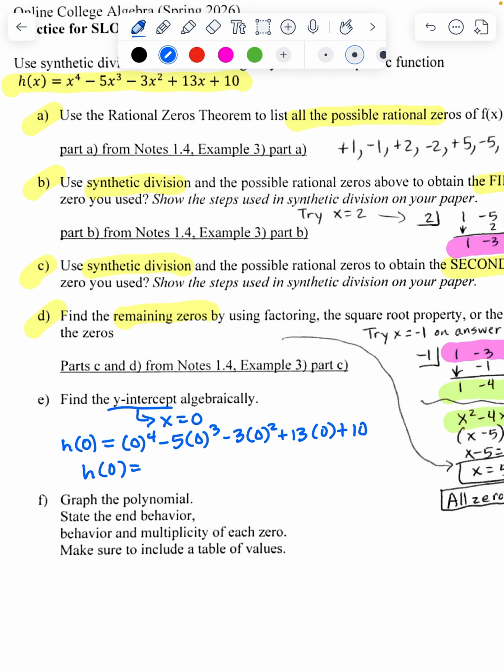And that simplifies to be 10. So my y-intercept, which is a point on the graph, should have xy coordinate is 0 for the x and 10 for the y.